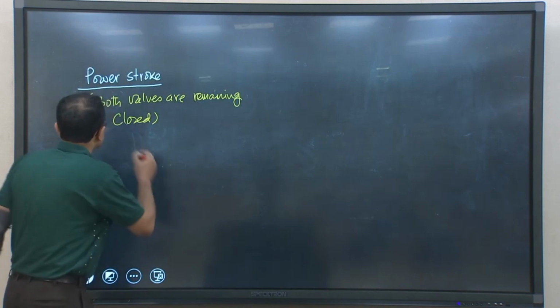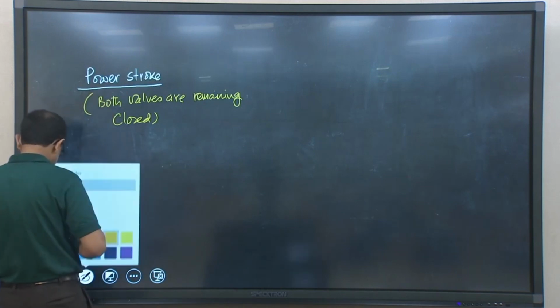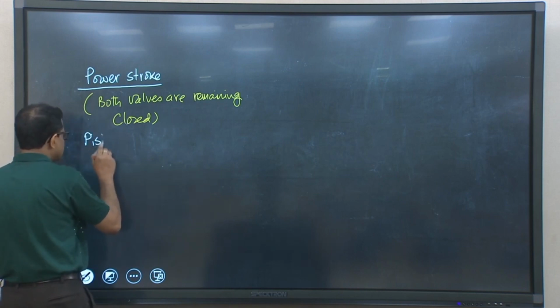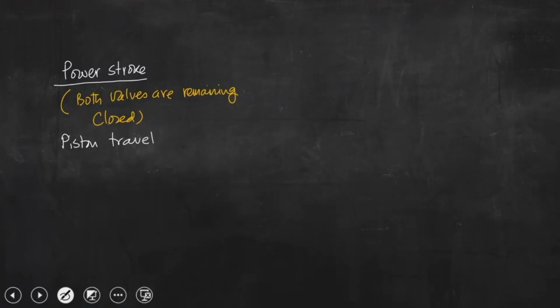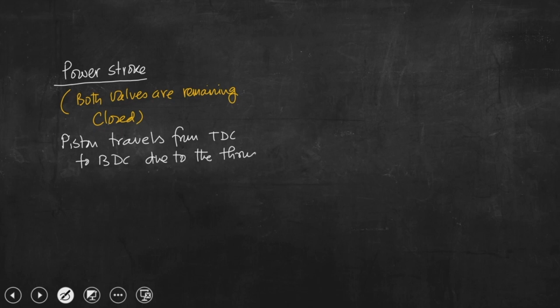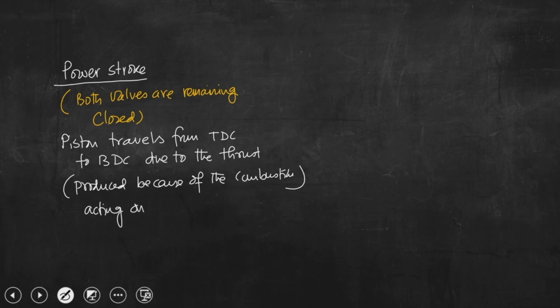So, for the power stroke, let me write here: the piston travels from TDC to BDC due to the thrust, produced because of the combustion, acting on the piston face.